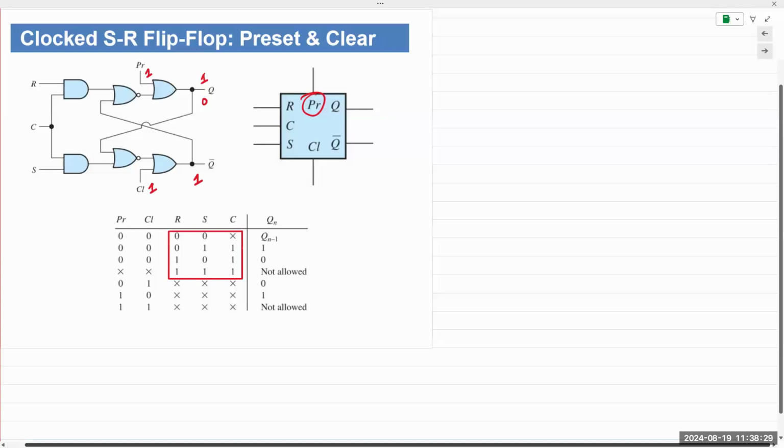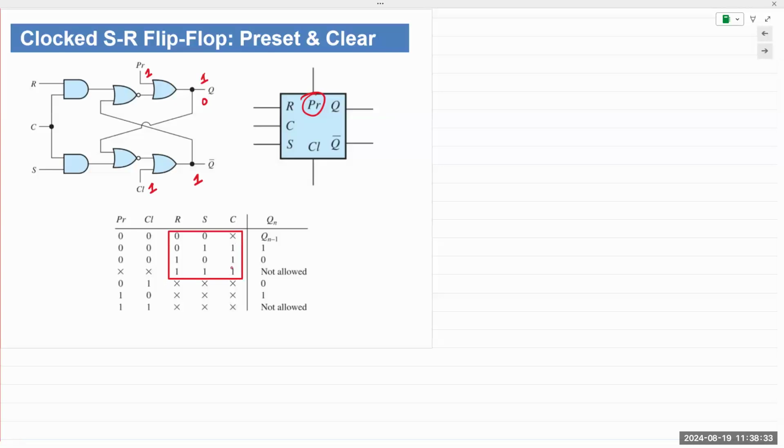Clock is present. It behaves like a regular SR flip-flop. If there is no clock, or if the clock is 0, then nothing works. If preset is 1, nothing else matters. If preset is 1, output goes to 1. If clear is 1, output goes to 0. And the same thing still remains.